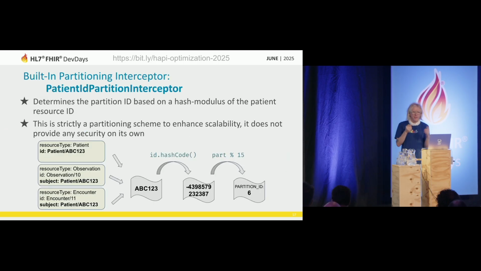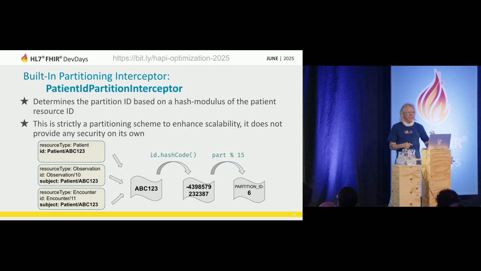There are 2 examples of how these things work that I like to talk about. The first is the patient ID partition interceptor. So if you're implementing partitioning for scalability reasons, you're trying to build a really big database, one way of doing that is with this interceptor.